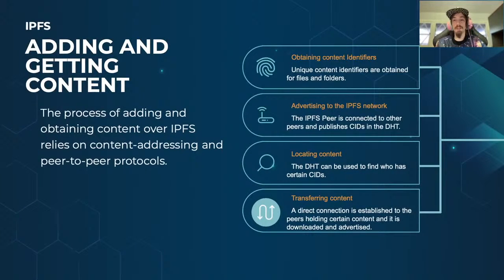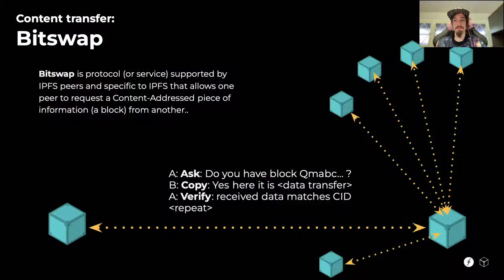Now that we've gone over obtaining a CID, advertising it on the network, and locating the content, let's take a brief look at transferring content. The last step to retrieve content in IPFS is to download it. Because we know how to contact the peer holding the content, and we know what content we want, we can connect, receive, and verify it. This means that any content received through IPFS is authentic and matches the request.